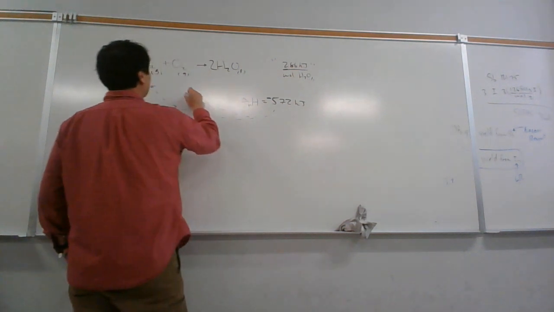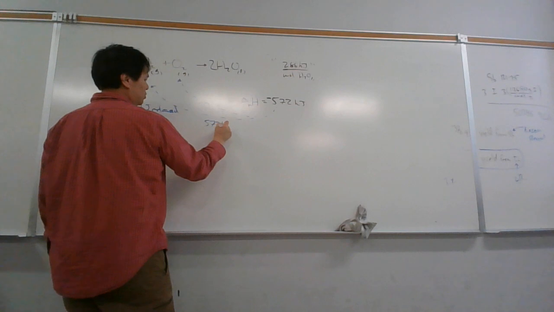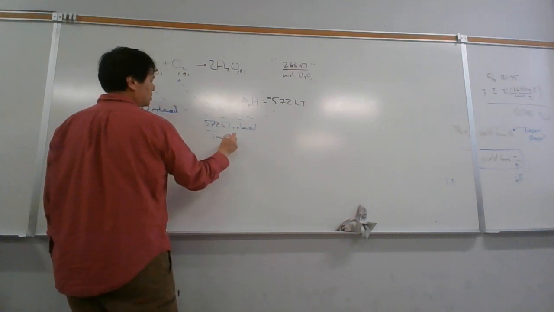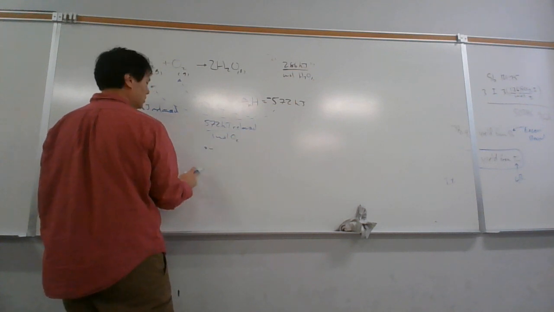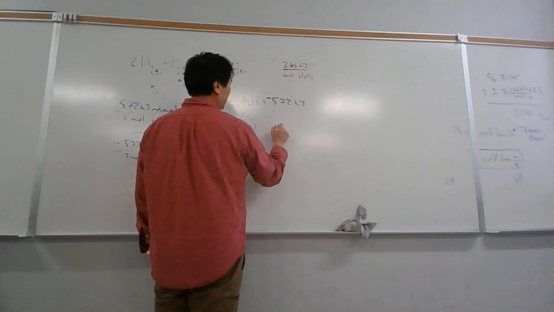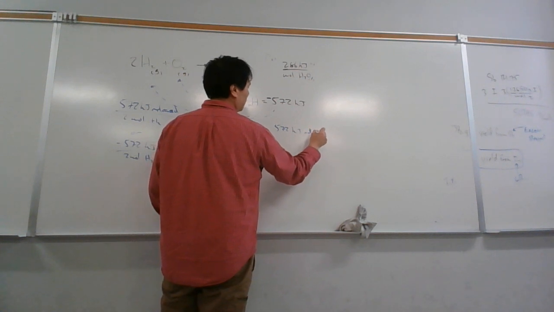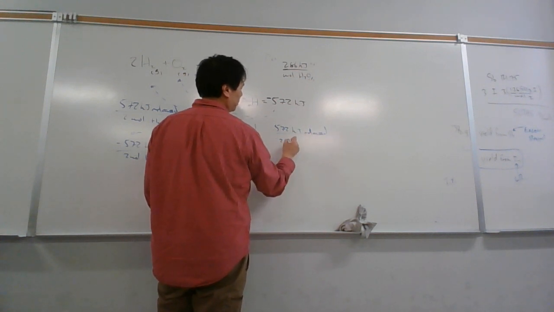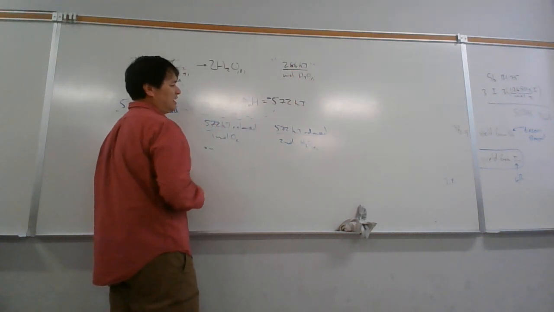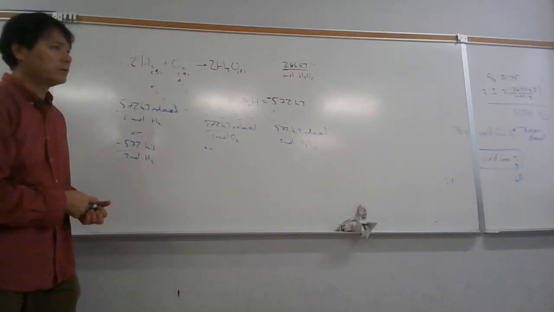We can do this in terms of oxygen. In terms of oxygen, it would be 572 kilojoules released for 1 mole of oxygen, or negative. And we can do this for water. For water, it would be 572 kilojoules released for every 2 moles of water, liquid. Well, that's the same as this ratio here, if we divide it by 2. So they're all consistent with one another.